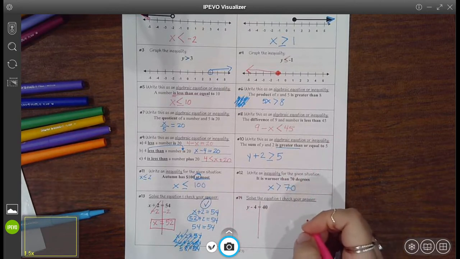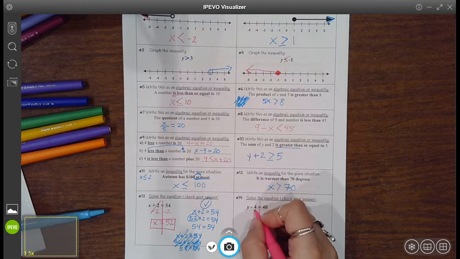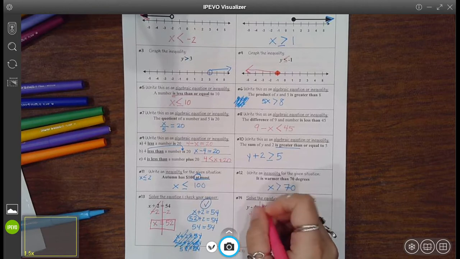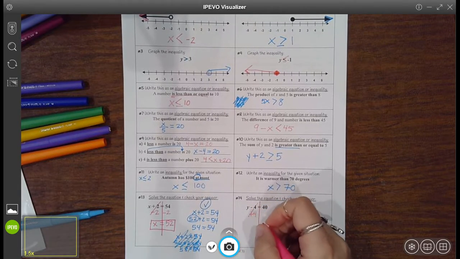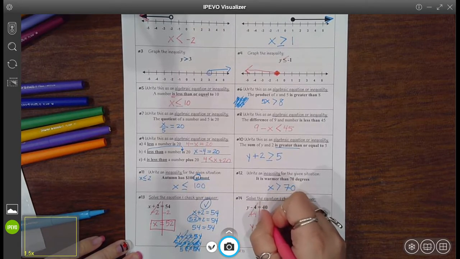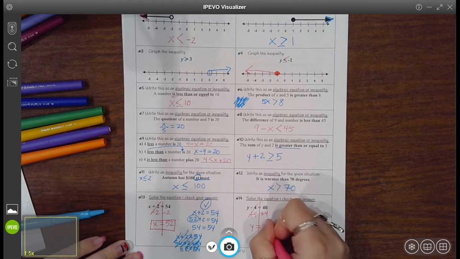Okay. Now for this one, again, to get y by itself, I want to do the inverse of -4, which is adding 4. I do that because 4 minus 4 is 0. And now you have y plus 0, or just y. Whatever you do to one side, you got to do to the other. 40 plus 4 is 44.